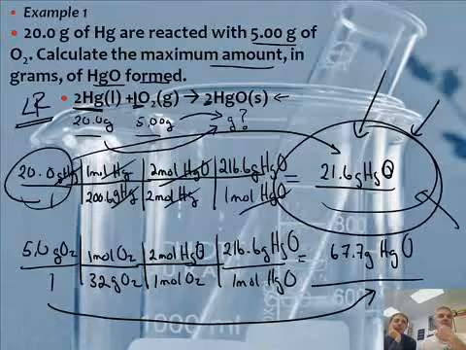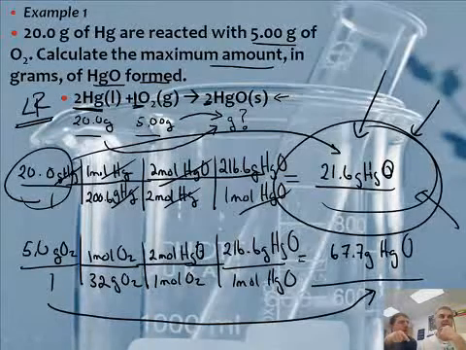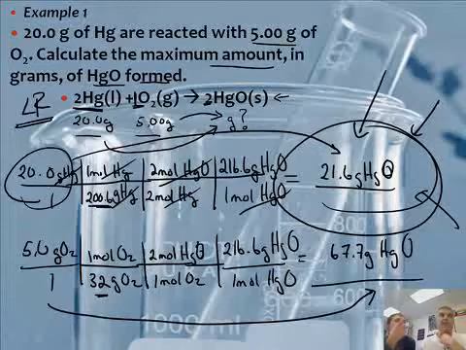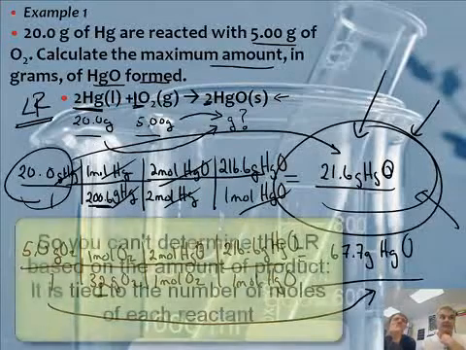Now let me ask you this, Mr. Berkman. How can I start with 20 grams of mercury and 5 grams of oxygen, but the one I have more grams of gets used up first? That doesn't make sense to me. Well, it actually comes down to the molar mass of the mercury. It weighs 200, where oxygen weighs 32. So that means I actually have fewer moles of mercury than oxygen.